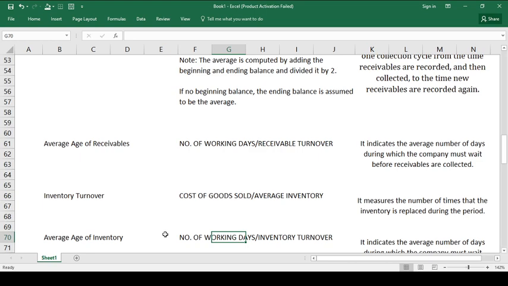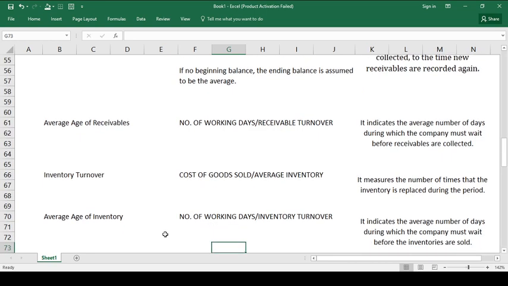Another activity ratio, ito, yung inventory turnover at average age of inventory. Same with the receivable turnover and the average age of receivable, same din po yung computation natin sa kanya. However, we are now using the inventory account. For the inventory turnover, we will use the cost of goods sold over the average inventory, while for the average age of inventory, the number of working days over the inventory turnover.